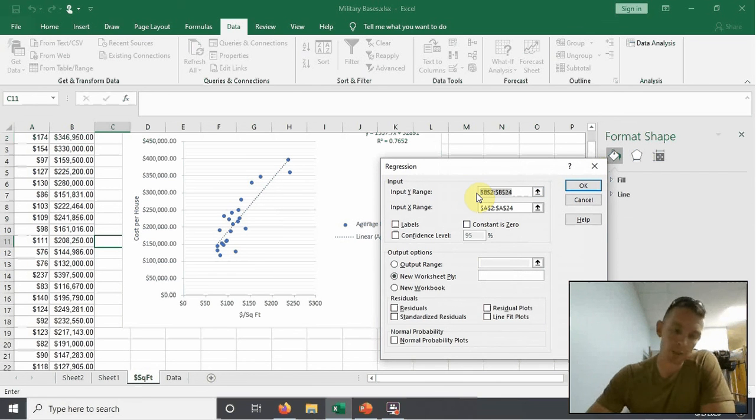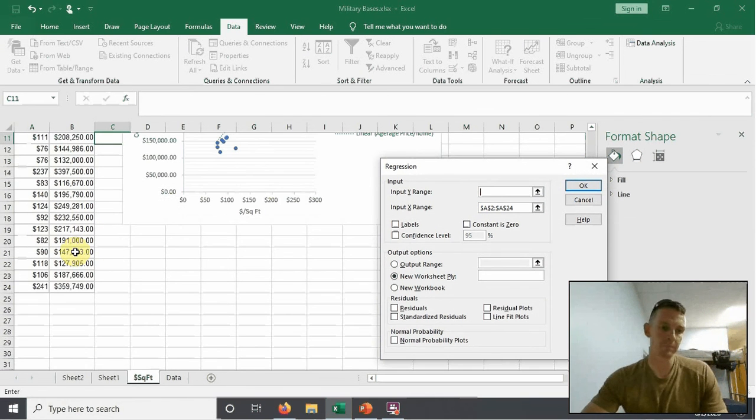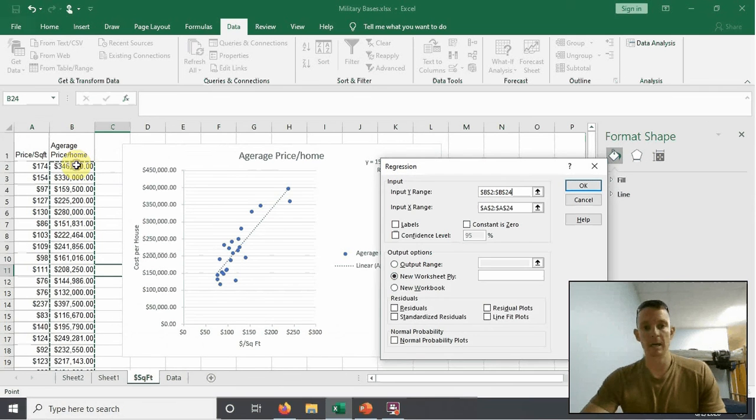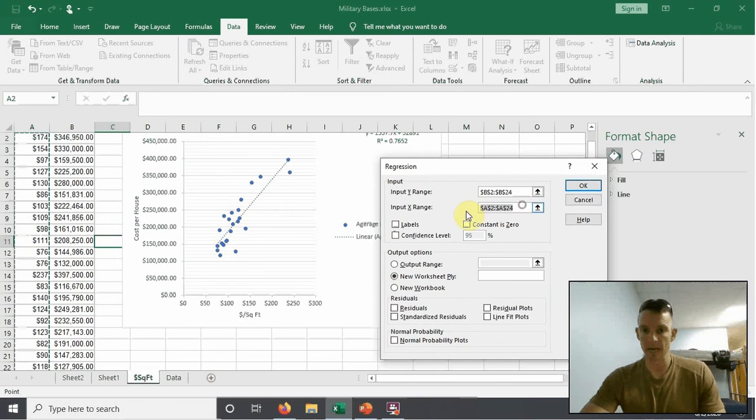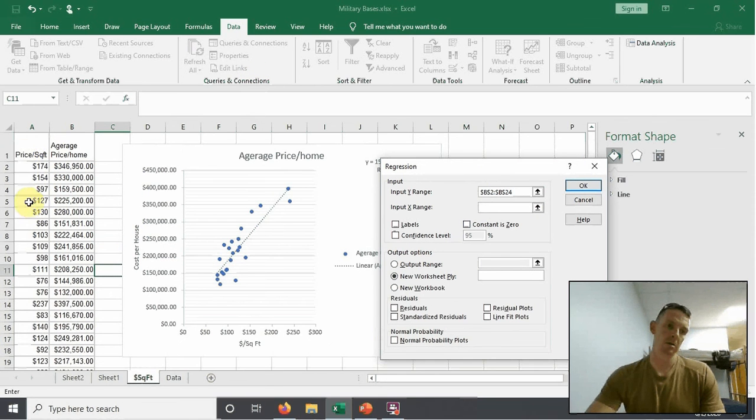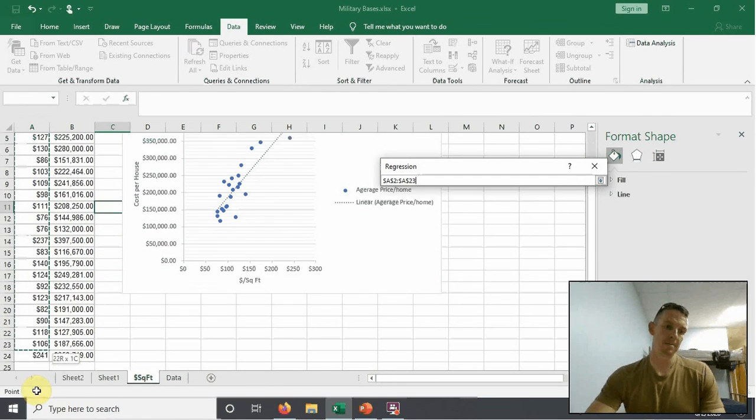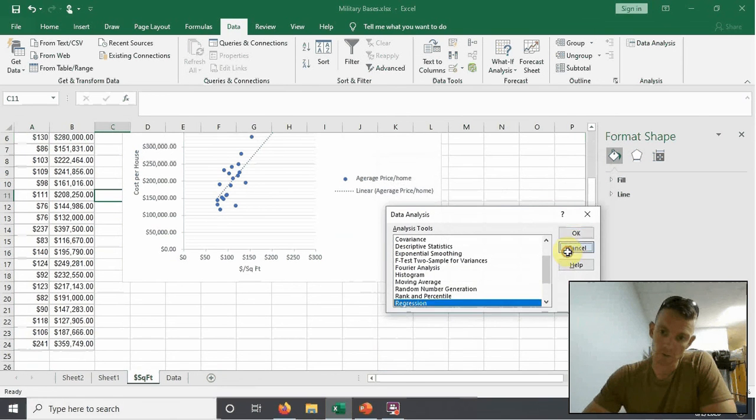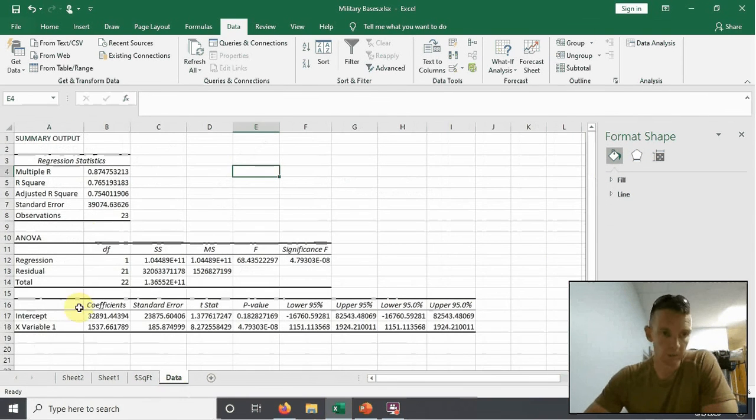So my Y range, based on this chart, is going to be the value of the houses, and I select that data range. My X range is going to be the average price per square foot. And then you can add labels or you can select an output range. Now I've already gone ahead and done this, so we'll go over to that tab and explain what we're looking at.